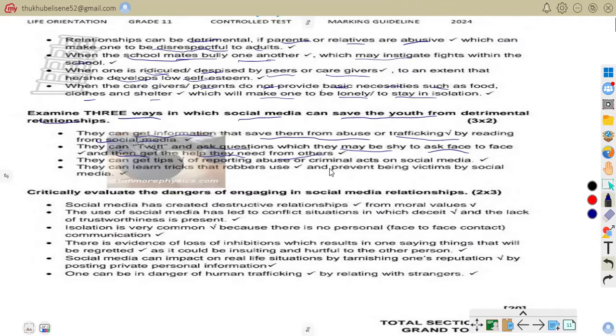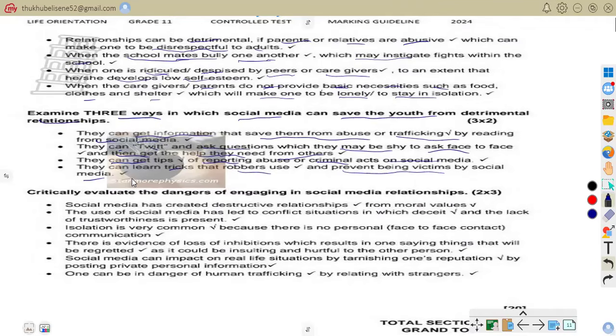Also, they can get tips on reporting abusive and criminal acts on social media. So reporting abuse and crime. Social media provides information about reporting dangerous situations. For example, learning emergency hotline numbers through social media campaigns. They can learn tricks that robbers use and prevent being victims through social media. So that is when they learn safety tips. You can learn how criminals operate and how to stay safe. For example, social media posts warning people about online scams.